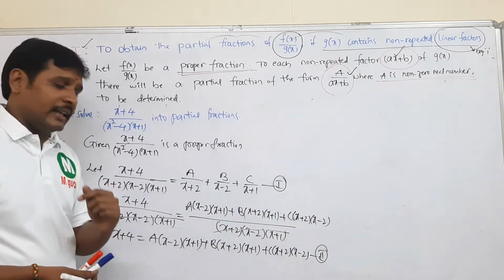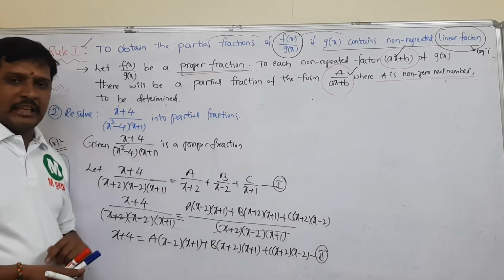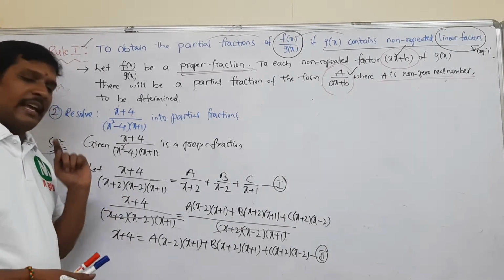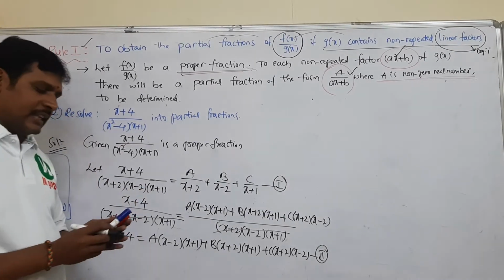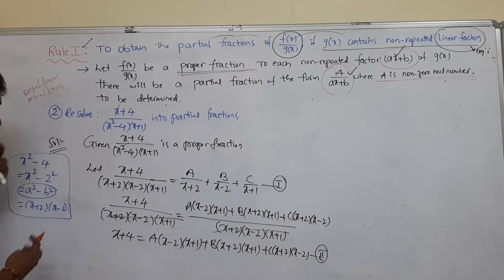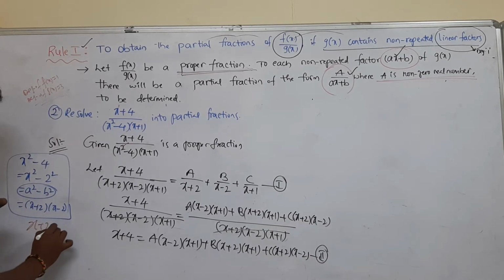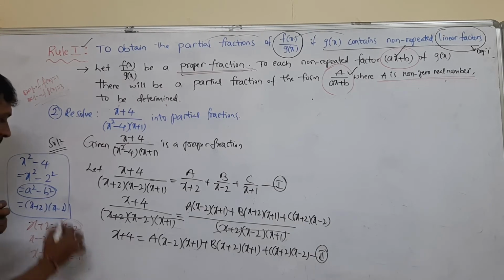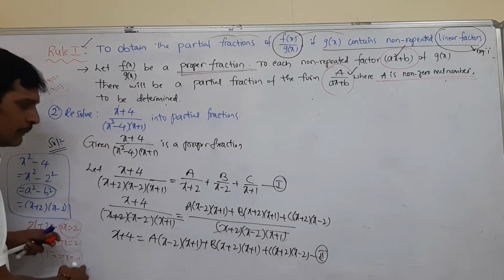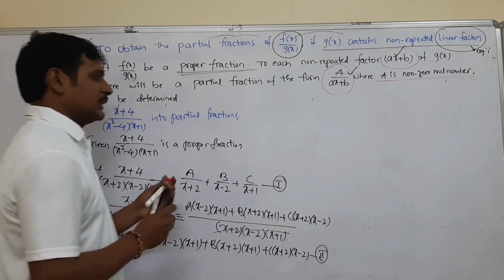So what are the possibilities? One, we can write x equal to minus 2. Otherwise x equals 2. Otherwise x equal to minus 1. We can check it in the rough work. When x plus 2 equals 0, I can write x equals minus 2. When x minus 2 equals 0, I can write x equals 2. When x plus 1 equals 0, I can write x equals minus 1. So these are the three possibilities. Let us go for the first possibility.